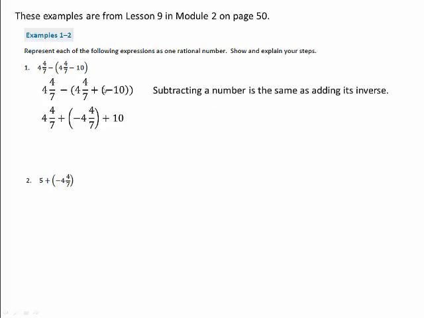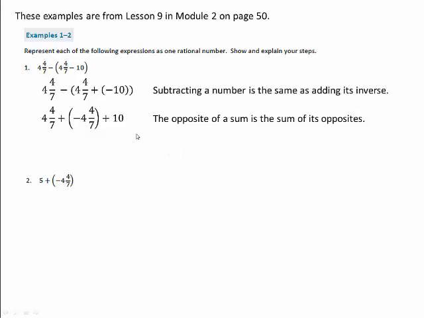Now we're going to break this apart. We're using the idea that we just learned, that the opposite of a sum is the sum of its opposites. So here we have the opposite of a sum. 4 4/7 plus -10 is the same as the sum of its opposites. The opposite of 4 4/7 is negative 4 4/7, and the opposite of negative 10 is positive 10. So the opposite of a sum is the sum of its opposites.